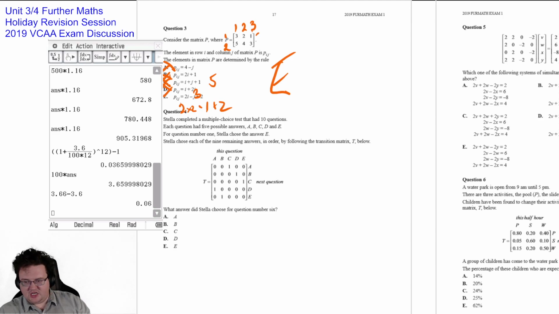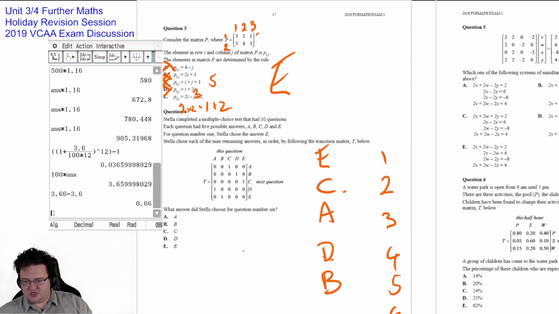All right, no technology needed for this one. But she followed a pattern. If she picked E for the first one, looking at the state matrix, what did she pick next? C. If she picked C, what did she pick next? A. So that's question 1, 2, 3, 4, 5, and 6. If you picked A, which one do you pick next? You pick D. If you picked D, you picked B next. If you picked B, you picked E, and then the whole process starts again.